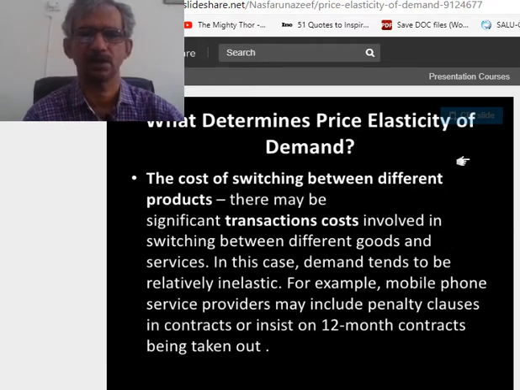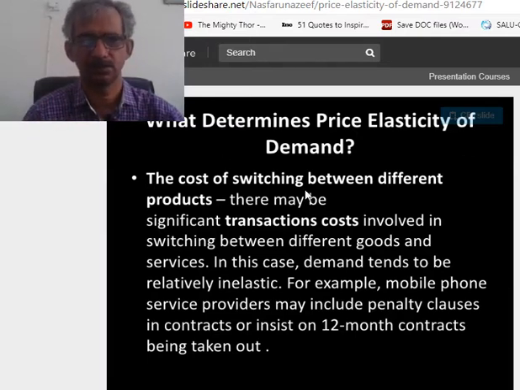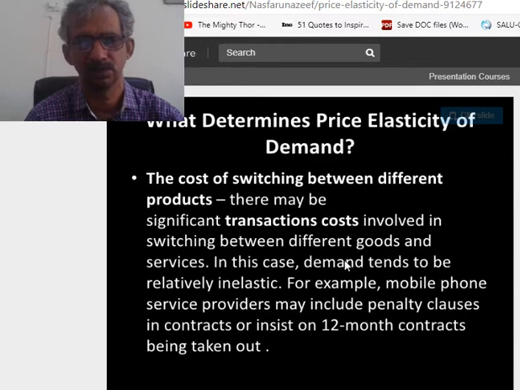Another factor in determining the elasticity of demand is the cost of switching between different products. If it is costly to change from one to another, then people will avoid it. There may be significant transaction costs involved in switching between different goods and services. In this case, demand tends to be relatively inelastic.